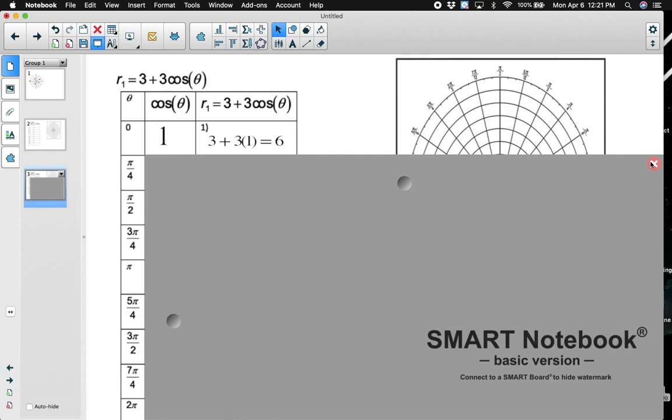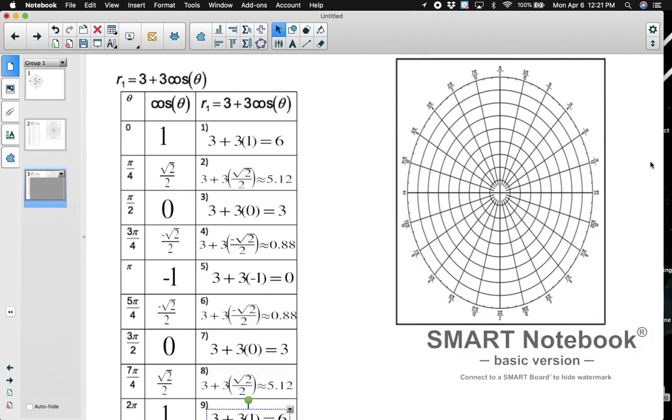Alright, now that you had some time to pause, these are the remaining points. We know that cosine of pi over 4 is root 2 over 2. So when I plug that in, I'm going to get a decimal out, so I just approximated it to be 5.12. When you have pi over 2, cosine of pi over 2 is 0, and then I get that point equals 3 when I plug 0 in.